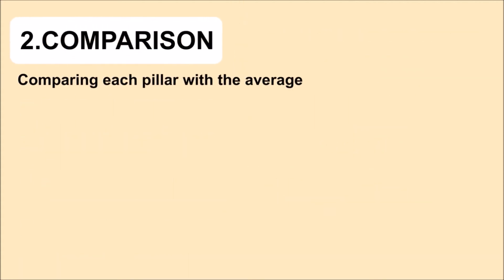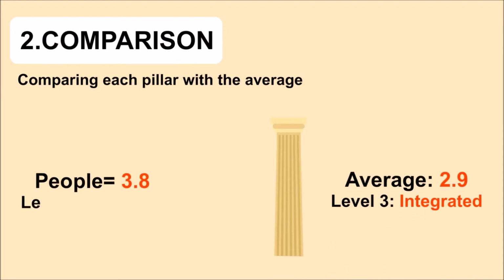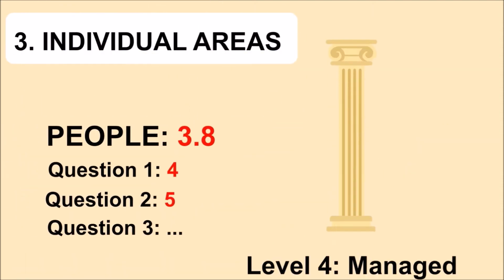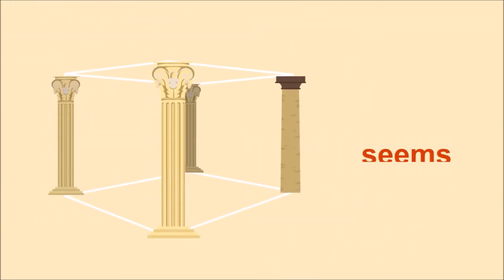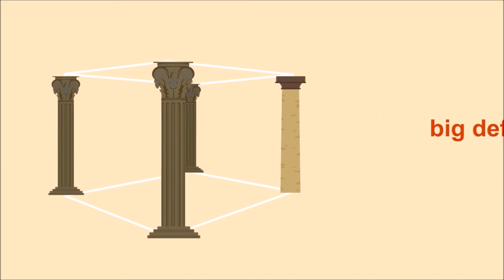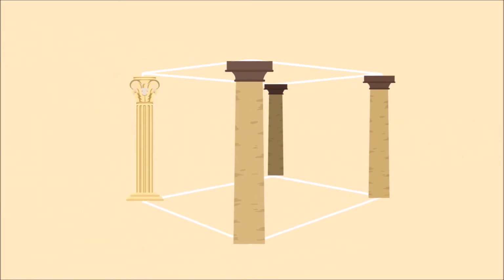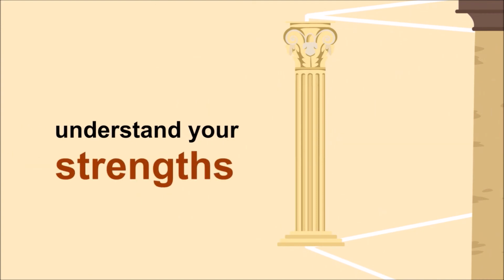By comparing each pillar with the average, one can understand whether there are areas more or less mature than the general corporate level. By analyzing the individual areas, this could lead, for example, to understanding that you have a company that seems very solid but has a big defect in a single area, or vice versa, it may help you understand what your strengths are.